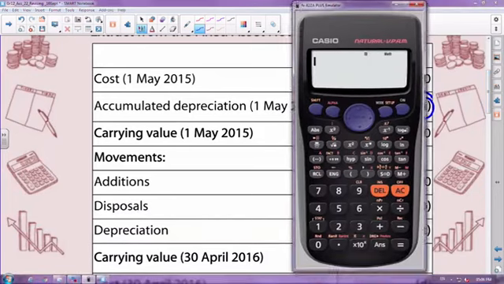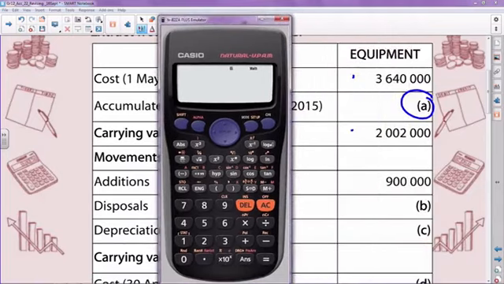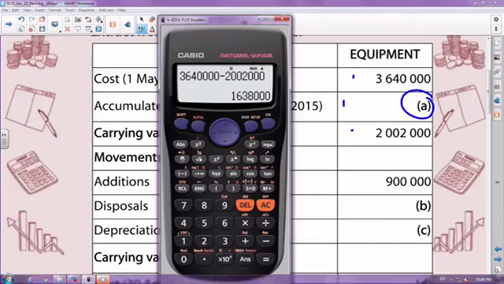By simply doing this here: you take your cost price, which is 3,640,000, minus your 2,002,000, and that's equal to 1,638,000. That figure is your accumulated depreciation, 1,638,000. What did we do? We took our cost price minus our carrying value, and obviously that gives me my accumulated depreciation.